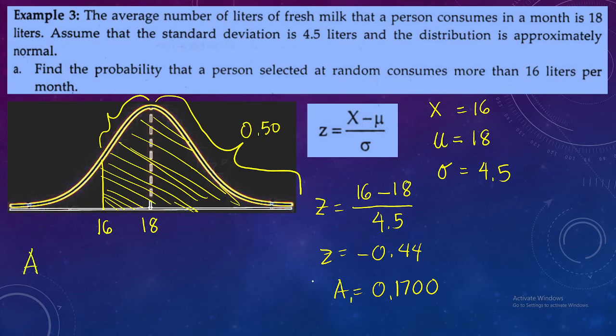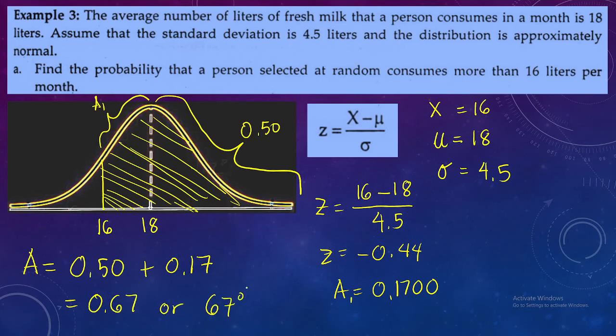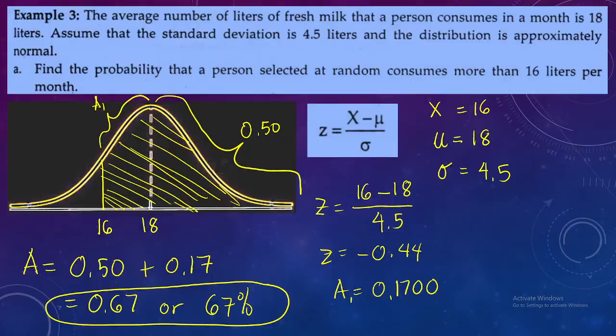This is area 1, by the way. I'm representing area 1 here. To get the total area, we need to add 0.50 and also 0.17. No problem. So how much is 0.50 plus 0.17? 0.67, sir. Or simply 67%. So that is the answer to our problem 3.a. Questions about our third problem? None, sir. Okay, let's go to the last problem for this afternoon.